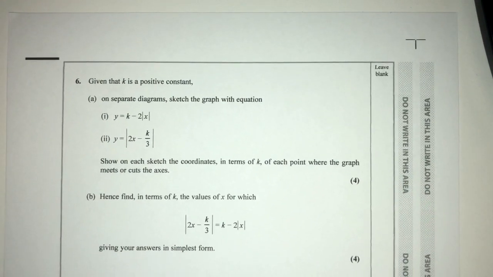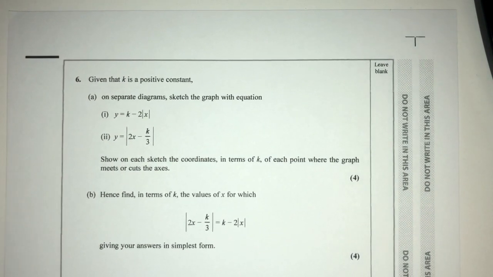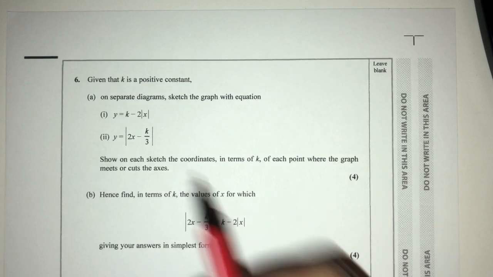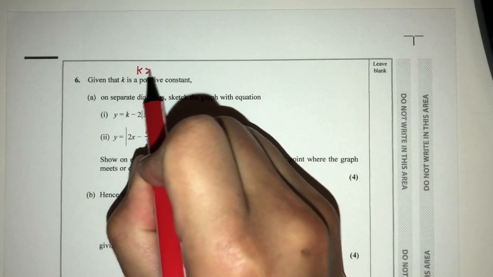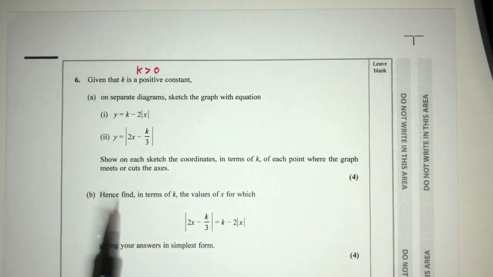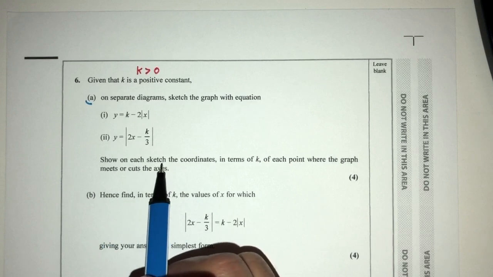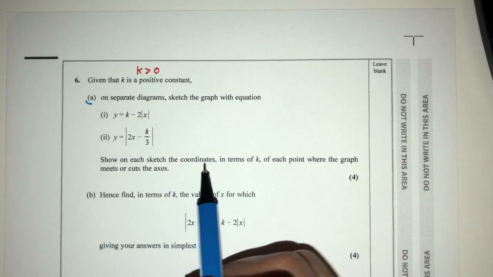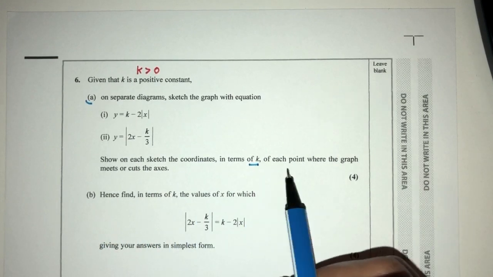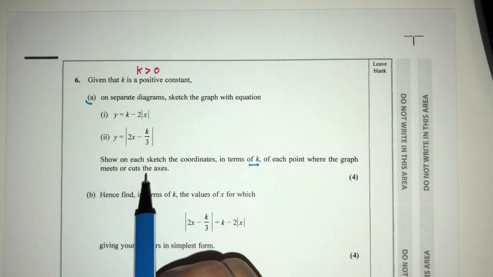Now let's move on to question number 6. Now given k is a positive constant, so that's good to know. k has to be more than 0. That's the first thing. Now on separate diagrams, sketch the graph with this equation and this equation. On each sketch, give the coordinates in terms of k of each point where the graph meets or cuts the axis.